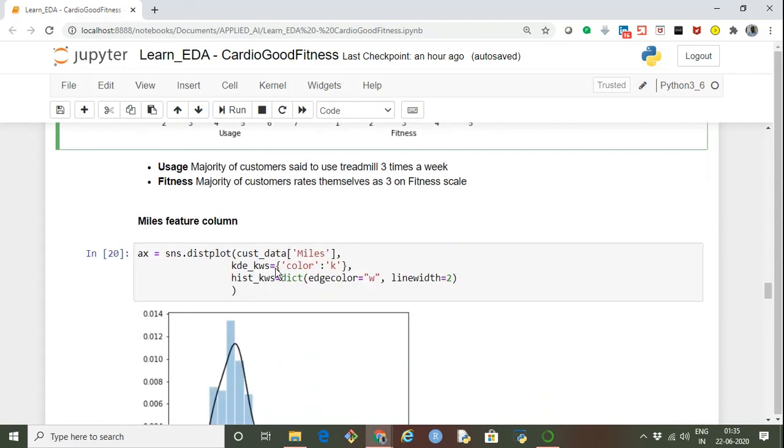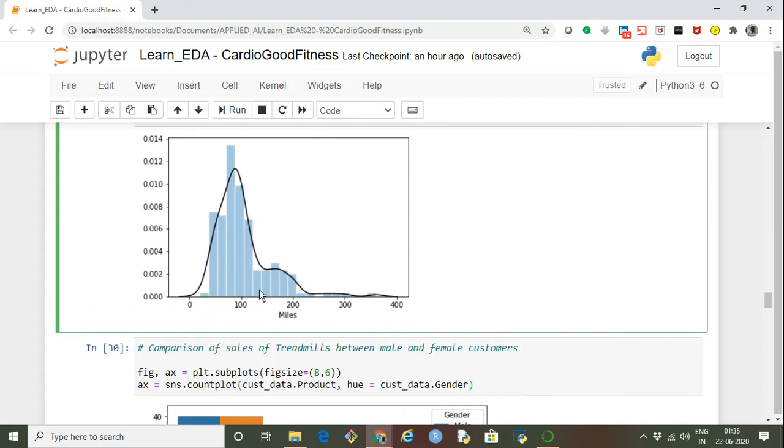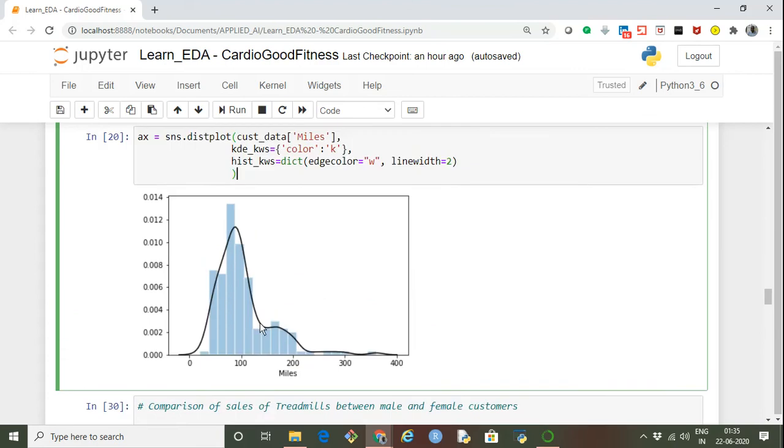Now the miles feature column. So this is the number of miles we expect customers to cover within a week. If we see, it is not exactly normal distribution. You can see there is skewness towards the right. So it means there were few customers who had higher expectation to cover in terms of the miles on the treadmill in a week.